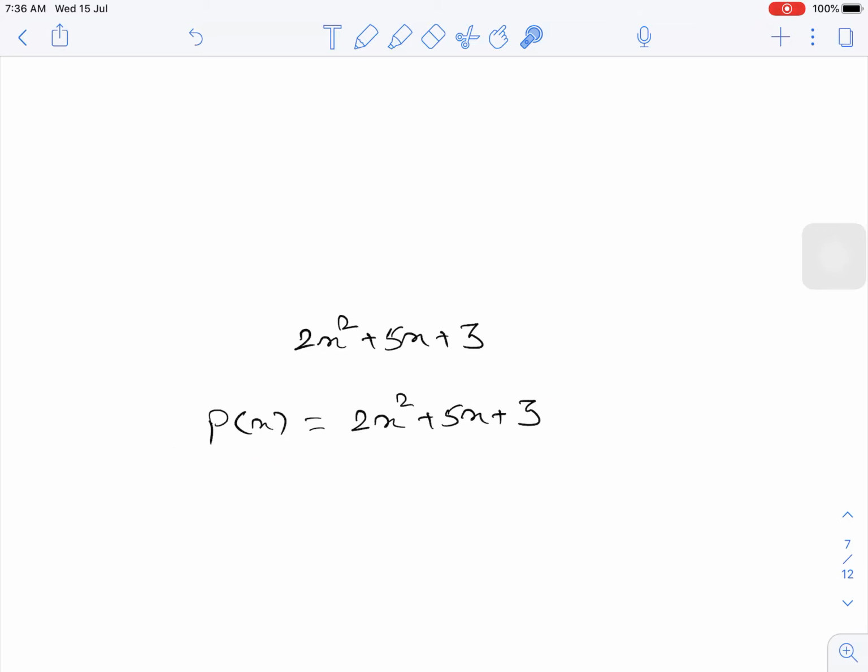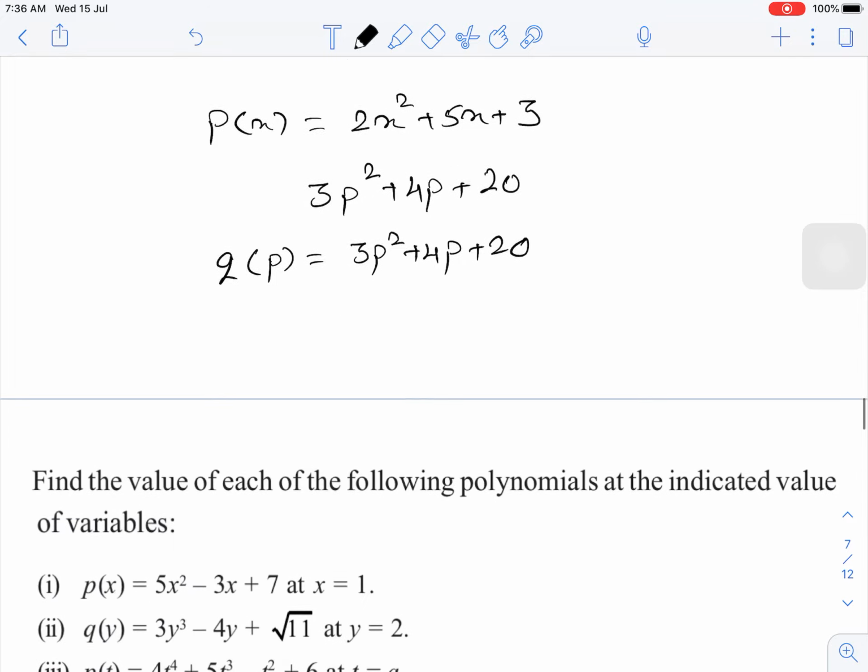Suppose a polynomial is given as 3p square plus 4p plus 20. Instead of p you can use any other letter. Suppose I want to write q of, now what variable is used over here? p. So I will write q of p equals 3p square plus 4p plus 20. Now let us learn how to find the values of these polynomials.